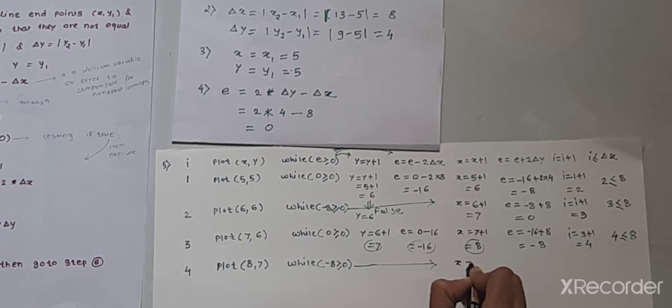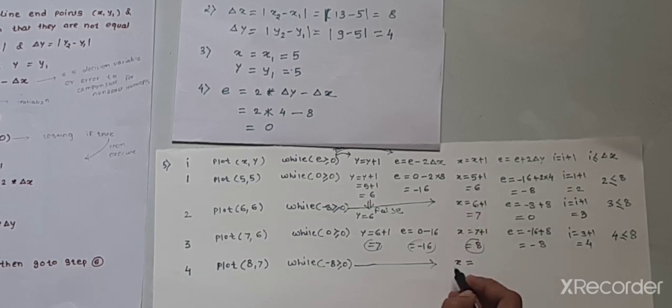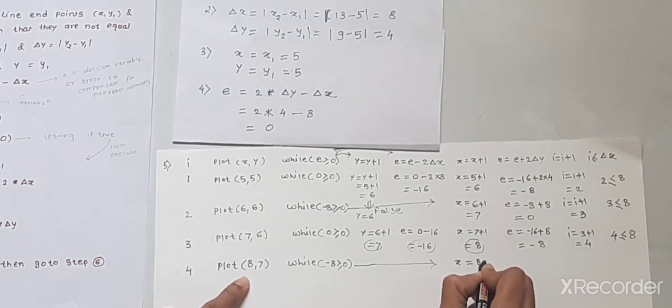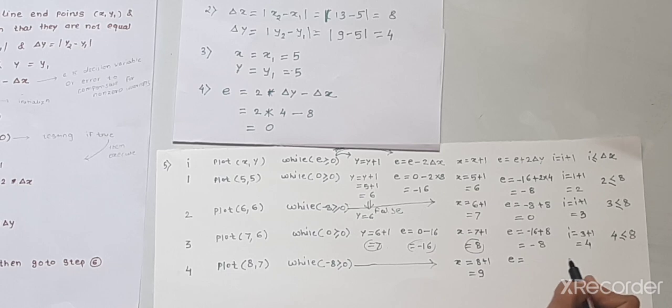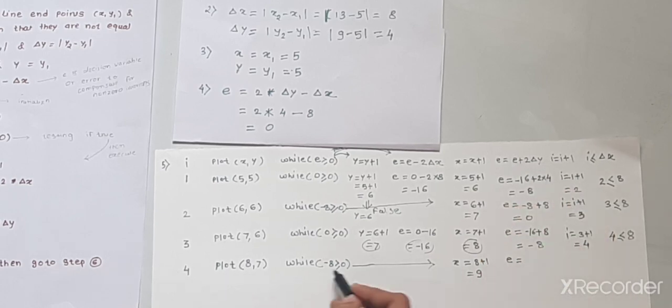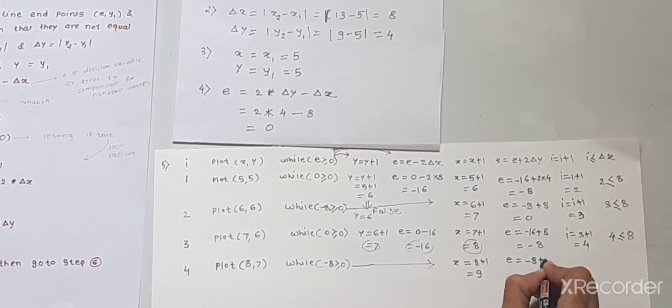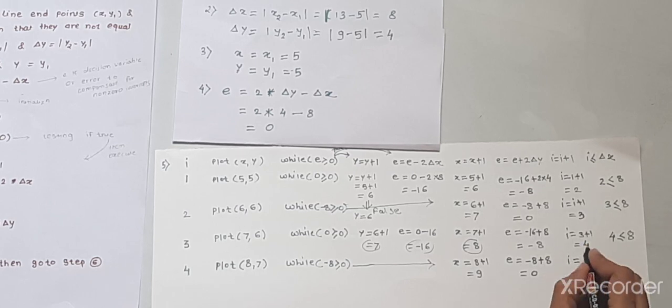So let us start with the next. x is equal to x plus 1. x value we are knowing, it is 8 plus 1. So we are getting answer as 9. Similarly, e is equal to e plus 2 delta y. e value that we have written as minus 8 plus 2 delta y means once again 8. We are writing here answer as 0. i is equal to, we are writing here 4 plus 1, that is equal to 5. 5 is less than equal to 8. The condition is true. So once again start execution of the loop.